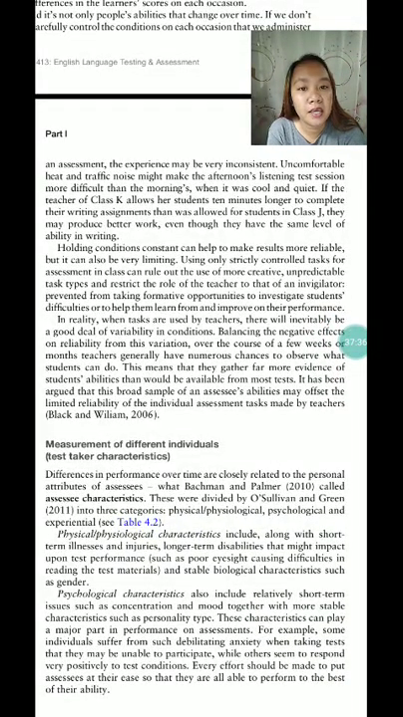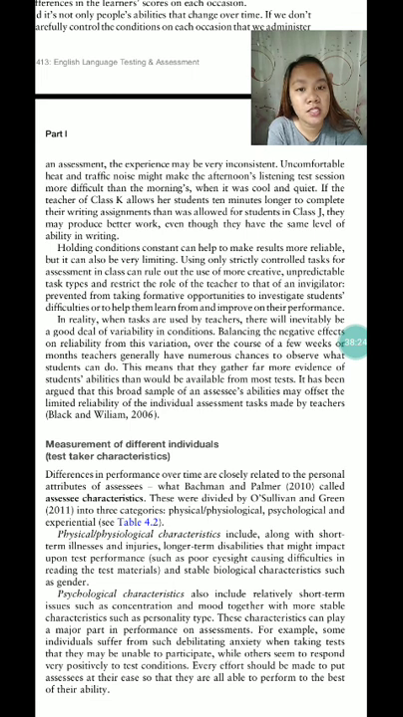The experience may be very consistent. Uncomfortable heat and traffic noise might make the afternoon's listening test session more difficult than the morning's, when it was cool and quiet. If the teacher of class K allows her students 10 minutes longer to complete their writing assessment than was allowed for students in class J, they may produce better work even though they have the same level of ability in writing.